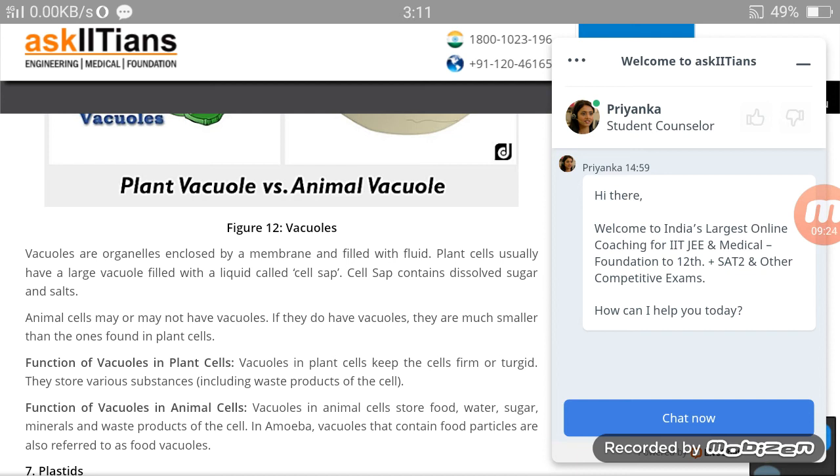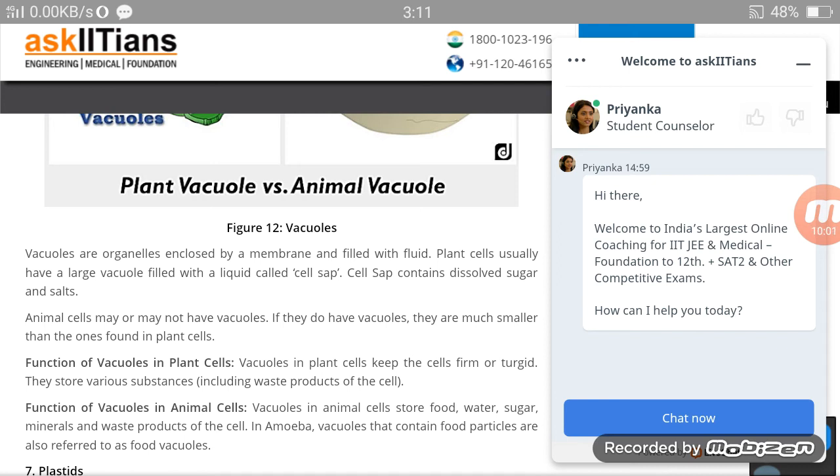So what is written over here is that vacuoles are also cell organelles and are enclosed by membranes. They also contain a fluid inside, and plant cells have large vacuoles containing a liquid called cell sap. You should note this also, as it is an objective type question. Cell sap contains dissolved sugar and salts. So this was about the plant cell vacuole, and now we will study the animal cell vacuole.